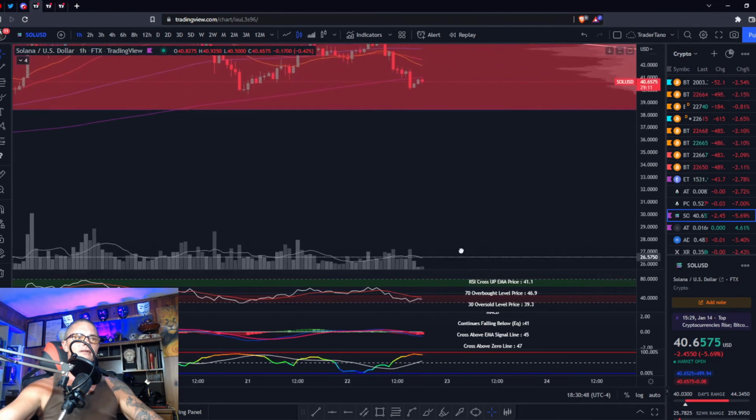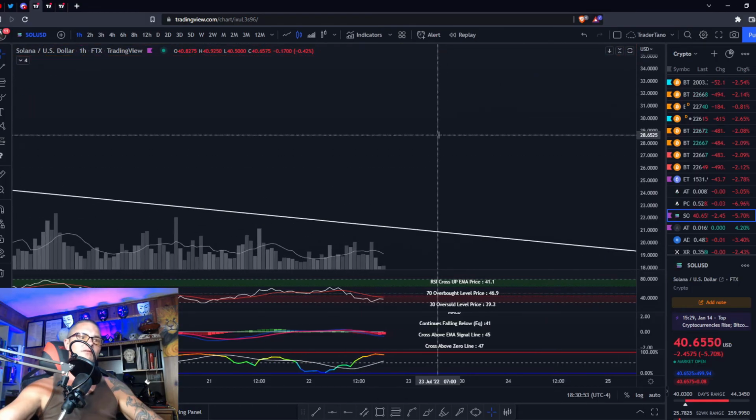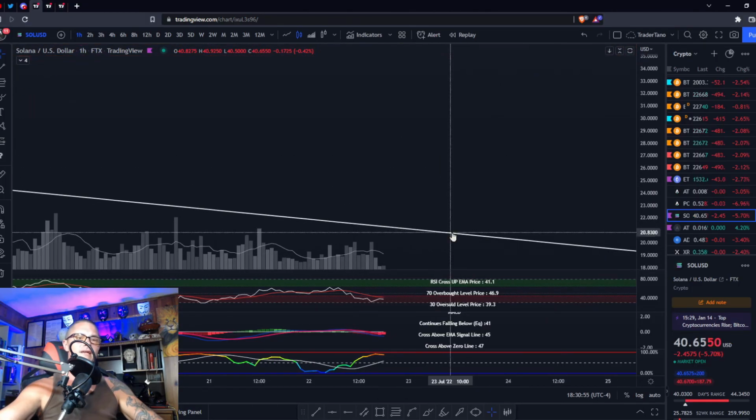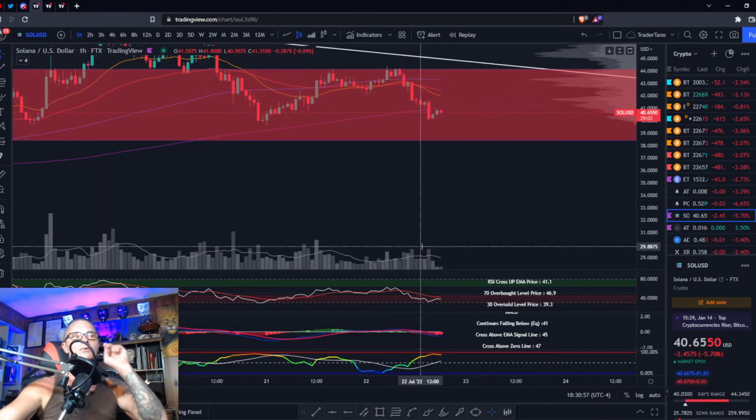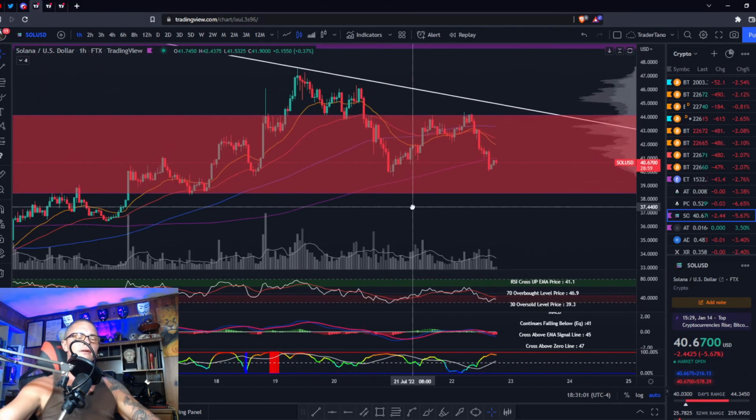It depends on what Bitcoin's doing. Because if Bitcoin breaks the 21,500 level, I think Solana goes all the way down to $20 quickly. So that's what I'm looking at for Bitcoin, Ethereum, and Solana.